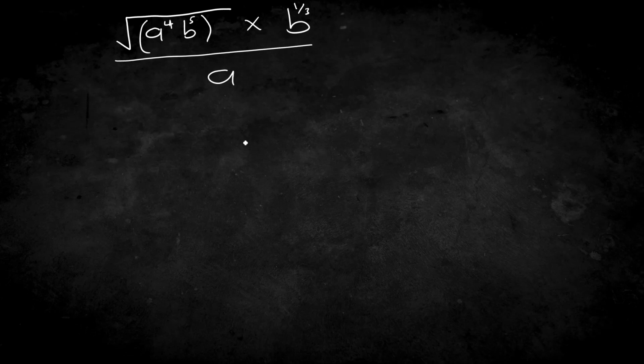All right, let's simplify this expression together. Now we are given the numerator as the square root of a raised to 4 times b raised to 5. Then we have b raised to 1 on 3, multiplying that all over a.